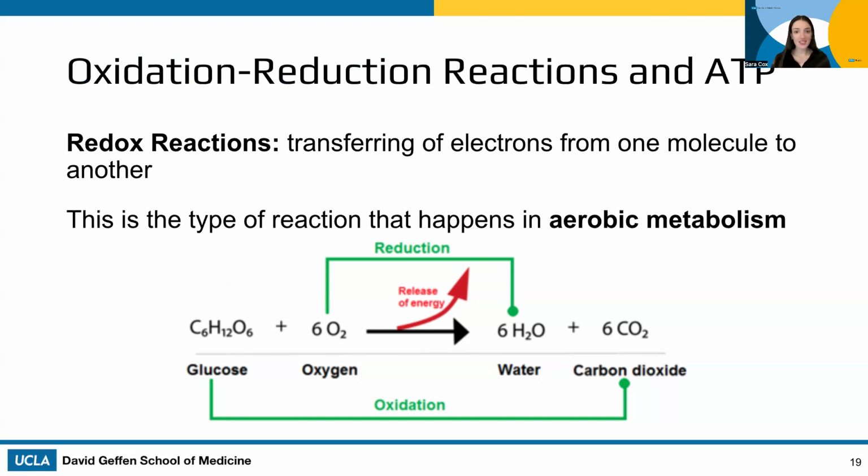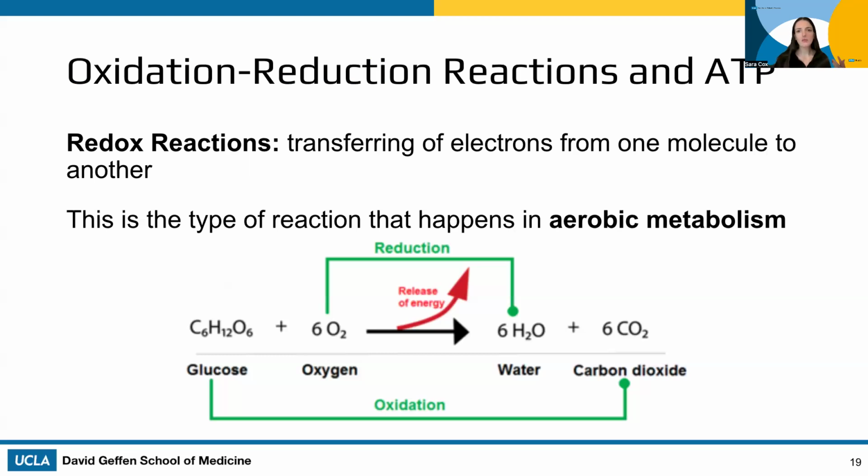A great way to remember this is OIL RIG. OIL: oxidation is loss. RIG: reduction is gain. So oxidation reduction reactions, or redox, are just the transferring of electrons from one molecule to the other. And we see this in metabolism when we have oxygen present. Our glucose is going to be oxidized to carbon dioxide, and our oxygen is going to be reduced to water. This process will create energy, or ATP.